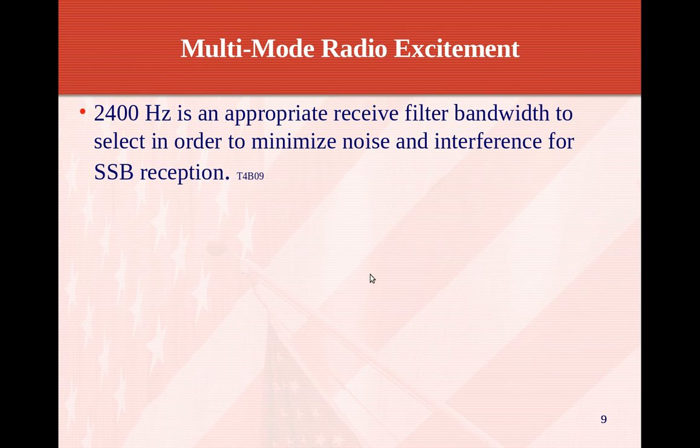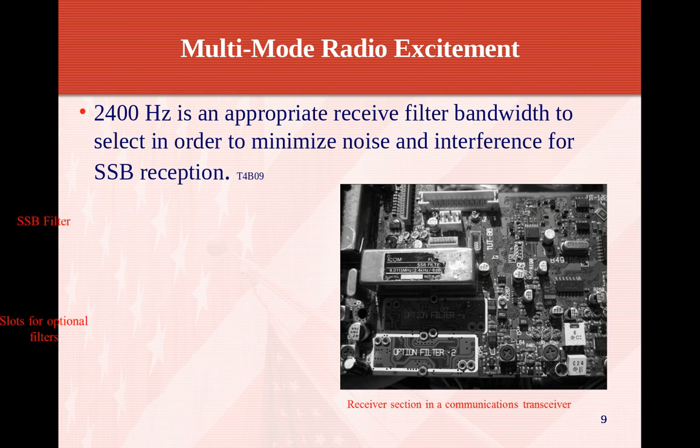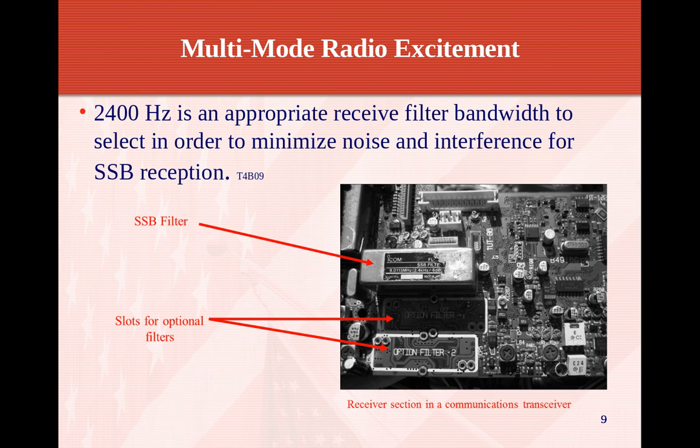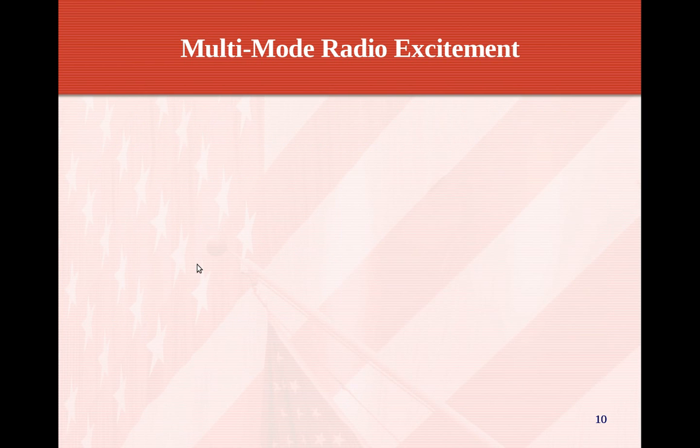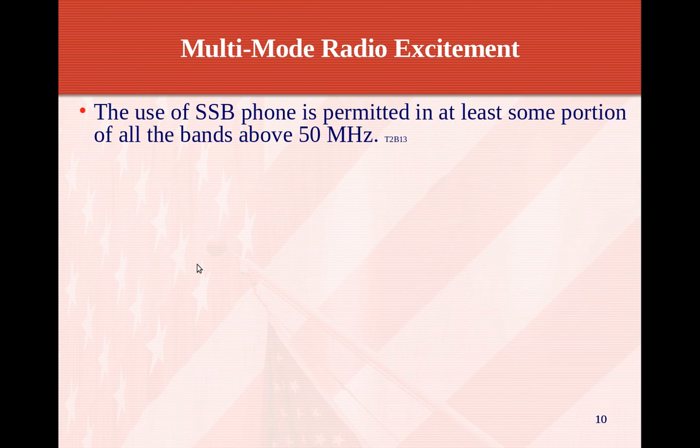2,400 hertz is the appropriate receive filter bandwidth to select in order to minimize noise and interference for single sideband reception. So remember we had 3 kilohertz wide. These filters will filter that even further down to 2.4 kilohertz. So that's a single sideband filter. The use of single sideband phone is permitted in at least some portions of all bands above 50 megahertz.